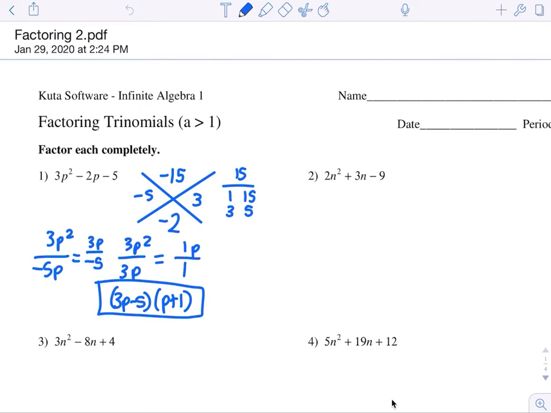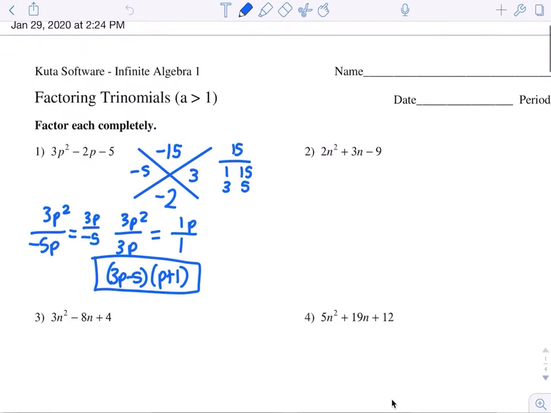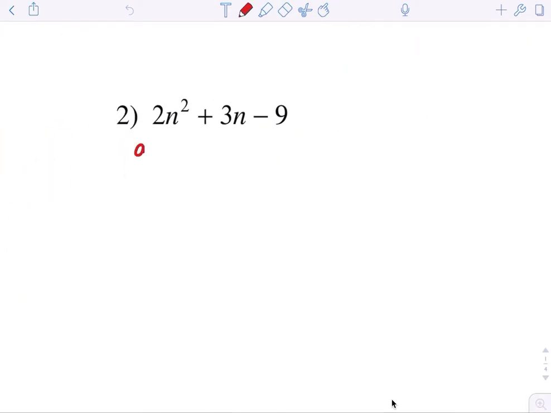So here's homework number 2, factoring part 1. When you look at number 2, I'm just going to label. Our A is 2, our B is 3, and our C is equal to -9. Now remember, when you factor this quadratic, on the top it's A times C.